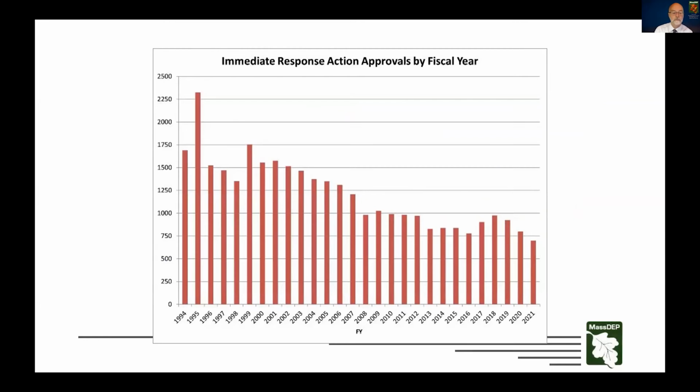IRA approvals. This is a reflection of the number of just IRAs going on out there overall. The trend from 1999, so the last 20 years, has been going down, which I guess is a good thing. It's not to say that we're increasing disapproval or not approval of IRAs. These are basically what is coming into us, the number of IRAs actually being conducted out there.